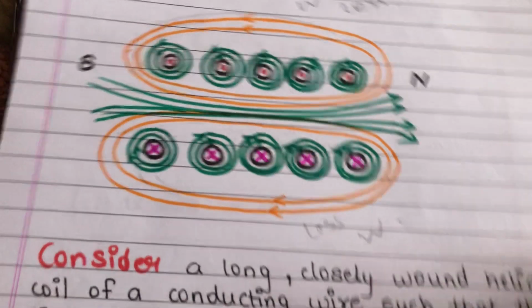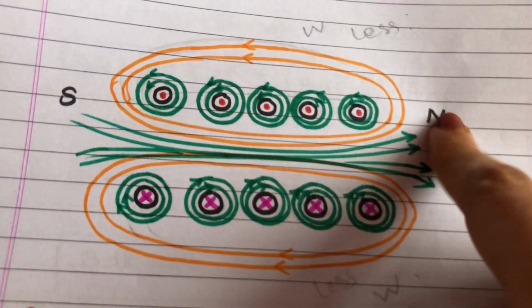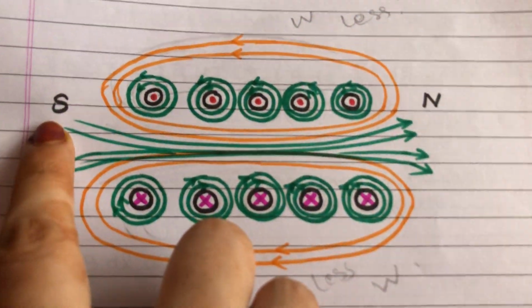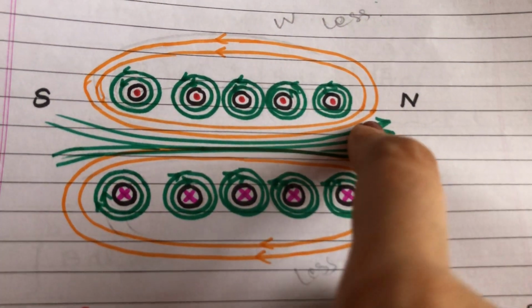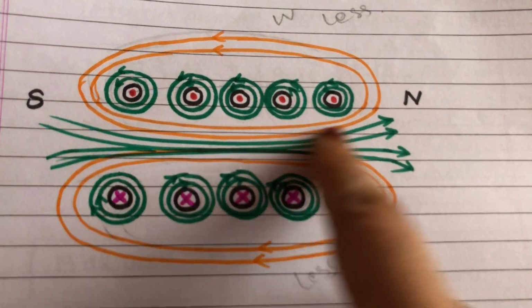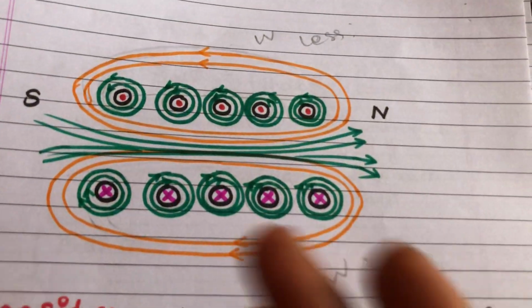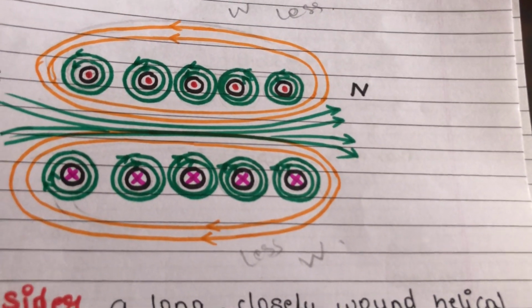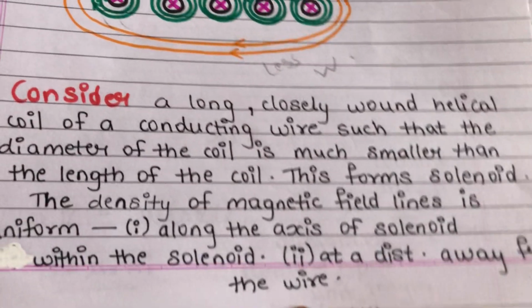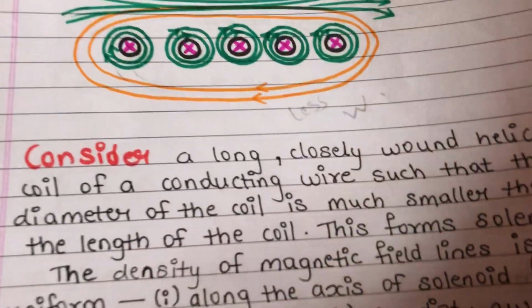Hope you understood the diagram. This side is the north side and this side is the south. So the direction of the magnetic field lines is from north to south, because a solenoid acts as a bar magnet. In a bar magnet also, magnetic field lines go from the north pole to the south pole. Now all this I have explained to you.